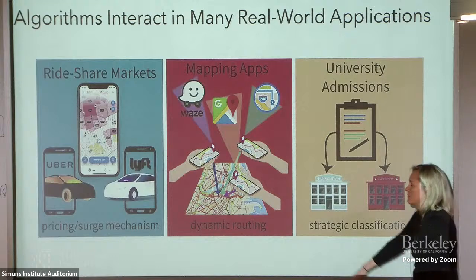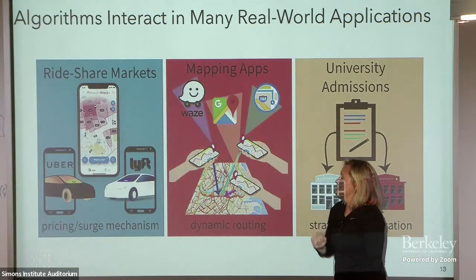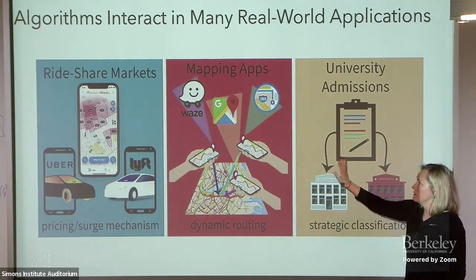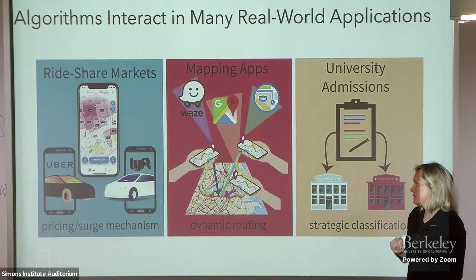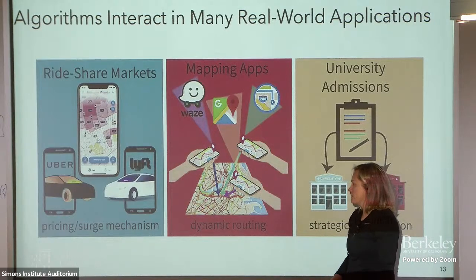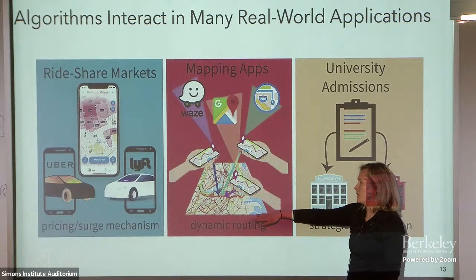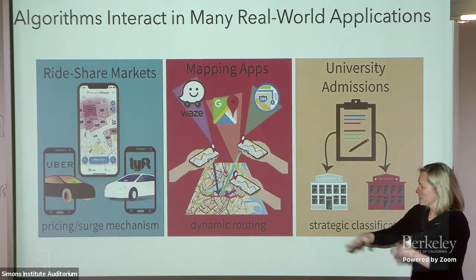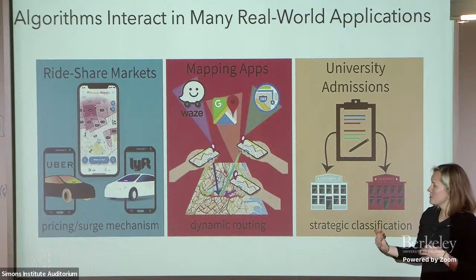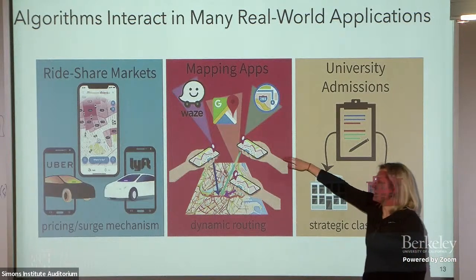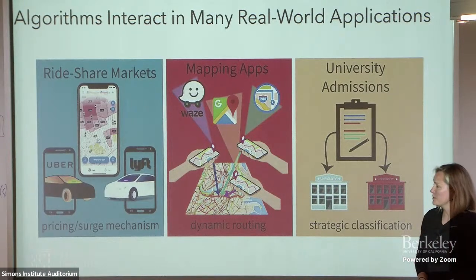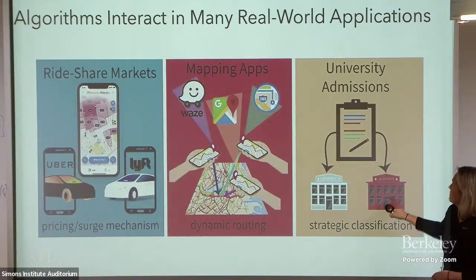So you can think about, for instance, these mapping applications. So it might be Waze, Google, Apple Maps. They're all giving routing suggestions to different users who are then executing them in the same physical environment. And then each of these routing applications in turn is observing that behavior and making decisions. So there's interaction between the decisions of the different mapping applications and how it impacts the decisions of the users.